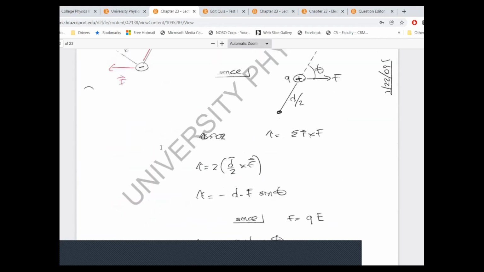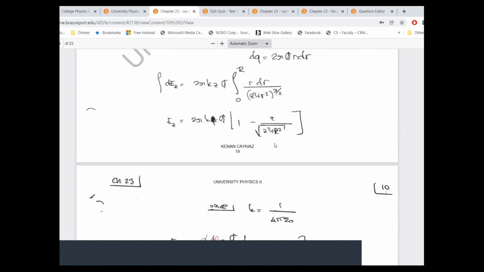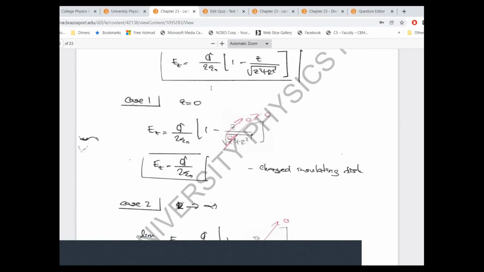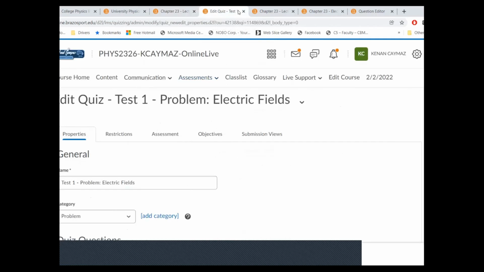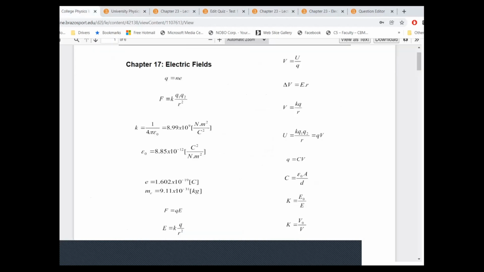It's a dipole in an electric field, so we didn't really discuss that. Stuff that we didn't discuss, don't worry about. All right, so what else do we have here? That's good. So run over that.